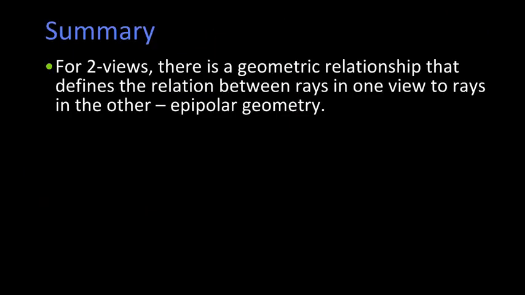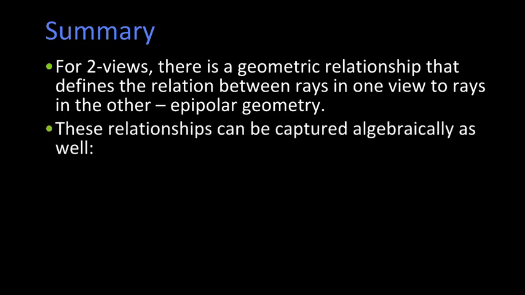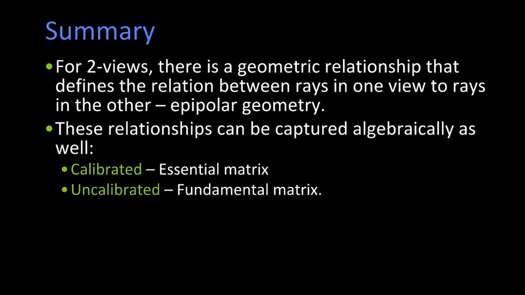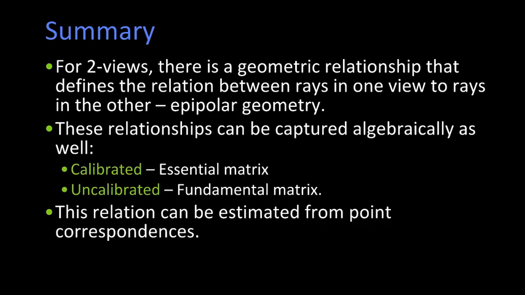Summary slide. I love summary slides. For two views, and we learned at the beginning, there's a geometric relationship that defines the relation between rays in one view and rays in the other view. And we were referring to that as the epipolar geometry. These relations can be captured algebraically, besides geometrically. For the calibrated camera case, that was referred to as the essential matrix. For the uncalibrated camera case, it's the fundamental matrix. And the math that we've been going through has been talking about how you can find these matrices, how you can find these relations by just giving me the correspondences between points from one image to the next.